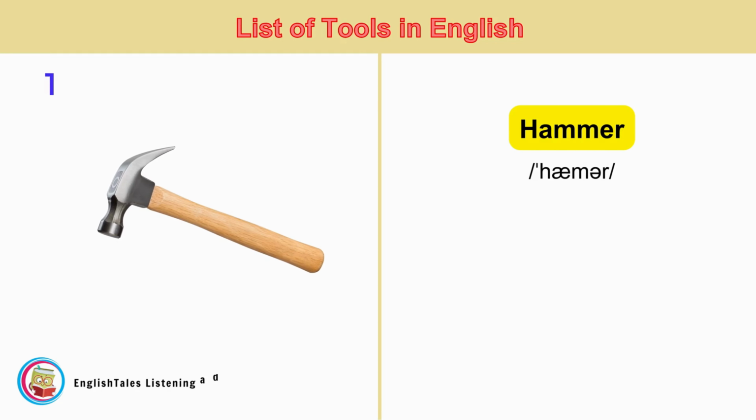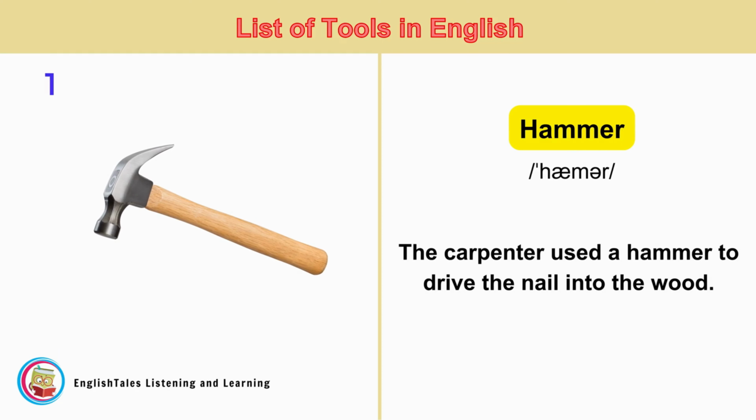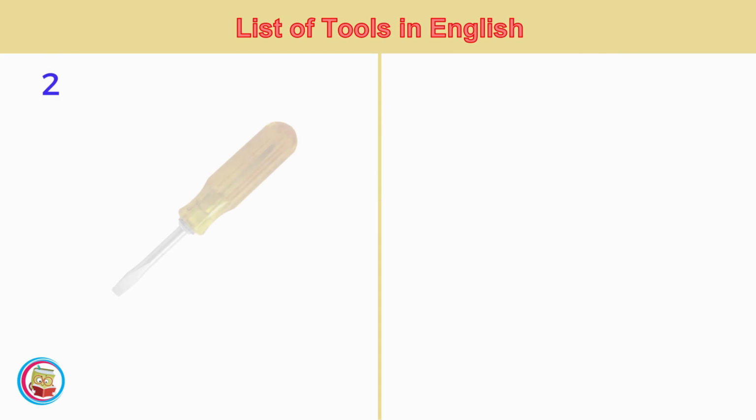Hammer. The carpenter used a hammer to drive the nail into the wood. Screwdriver. The handyman tightened the screws with a screwdriver. Wrench. The mechanic reached for a wrench to fix the car.